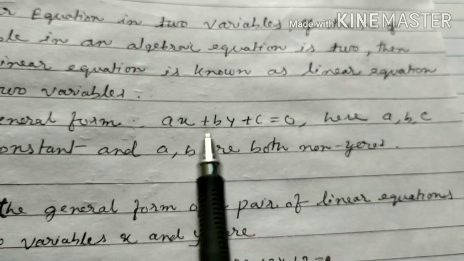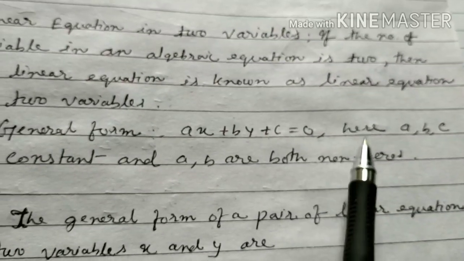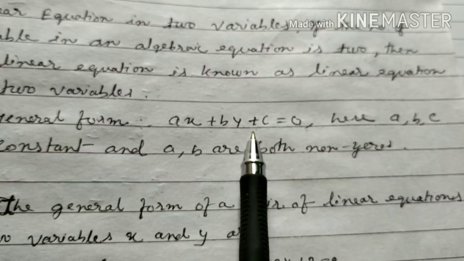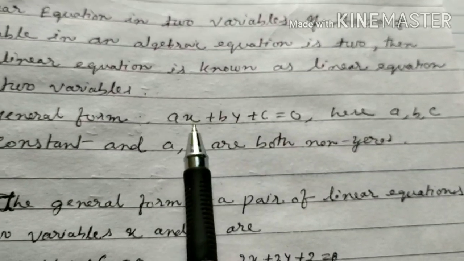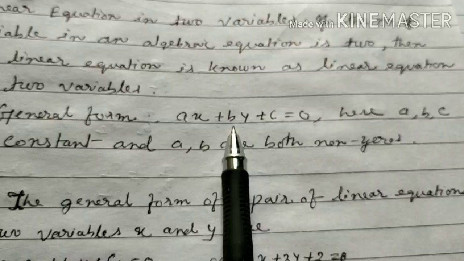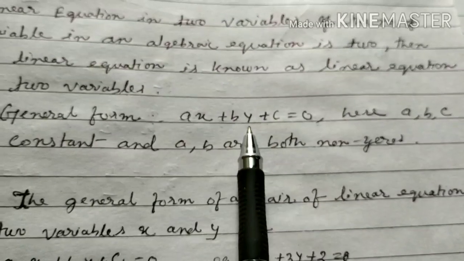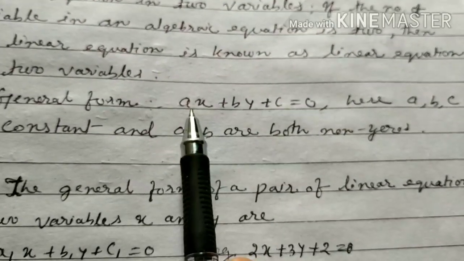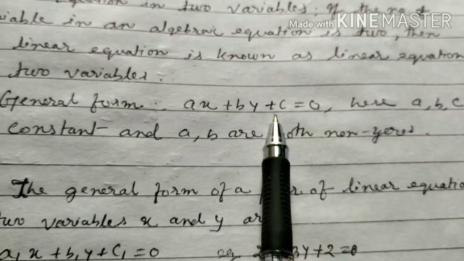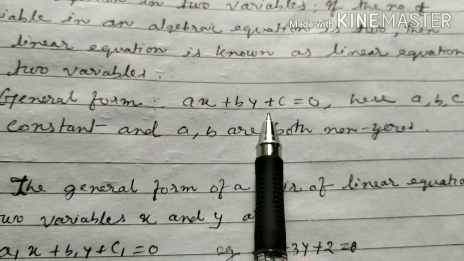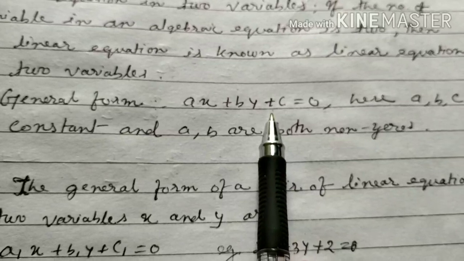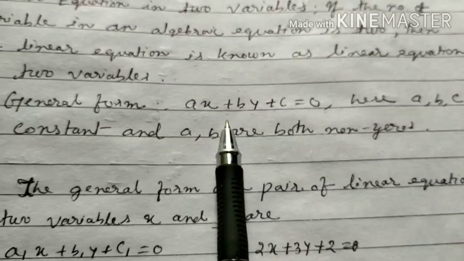That will be ax plus by plus c equal to 0. Here a, b, c will be considered as the constants, and x and y will be the variables. A, b and c are the constants. A constant is a real number, a fixed numerical value.